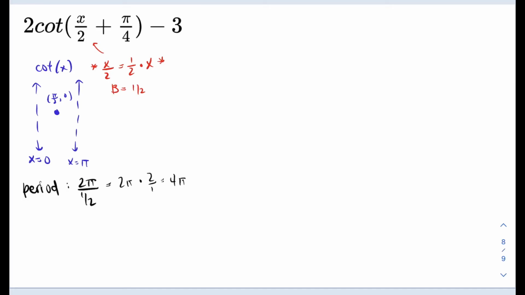Next I can find my phase shift, which is going to give me my first vertical asymptote. C is going to be negative pi over 4 over b, which is 1/2. That's going to be negative 2 pi over 4, which is negative pi over 2. Again, you could also solve by setting this piece equal to 0, and it would give you the same thing. It's just personal preference. My vertical shift is negative 3, so y equals negative 3 is going to be my midline. And my increment, which is arguably one of the most important things here, is going to be my period divided by 2, so it's going to be 2 pi.